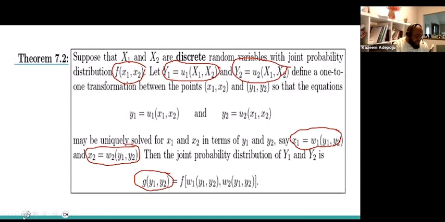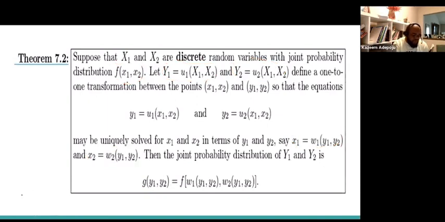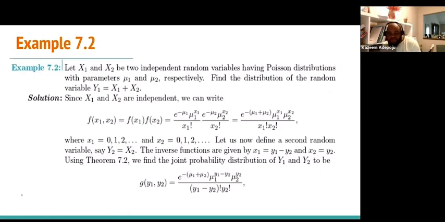Now I'm going to go into an example. We're talking about discrete random variables, and of course we have a joint. Let x1, x2 be two independent random variables having Poisson distribution with parameters mu1, mu2. Find the distribution of the random variable, which is going to be x1 plus x2.